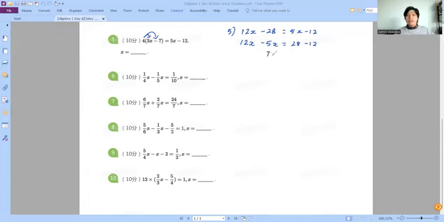It's going to be 7x. And I have 28 minus 12, it's going to be 16. So x is going to be equal to 16 divided by its coefficient, which is 16 divided by 7. So that's my answer for question 5.